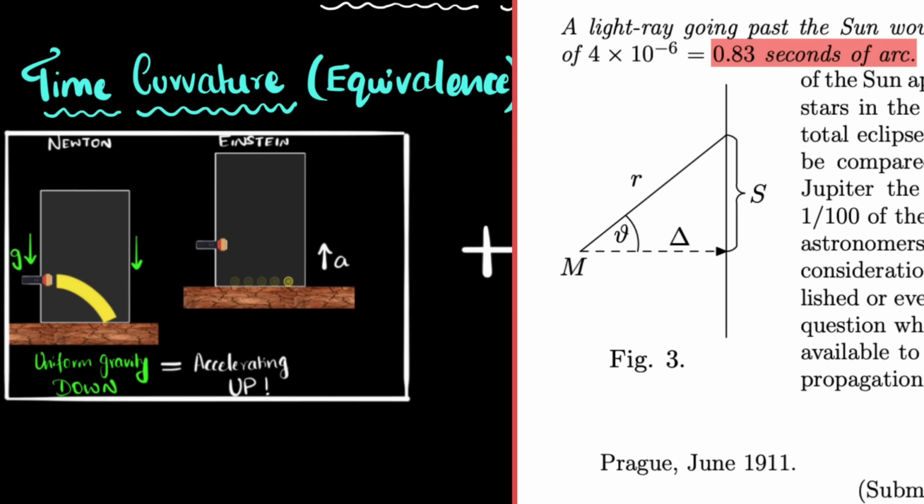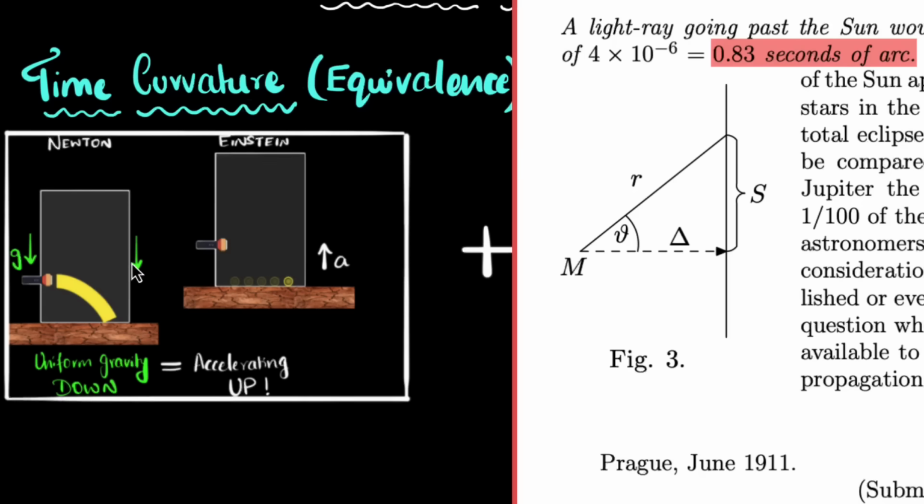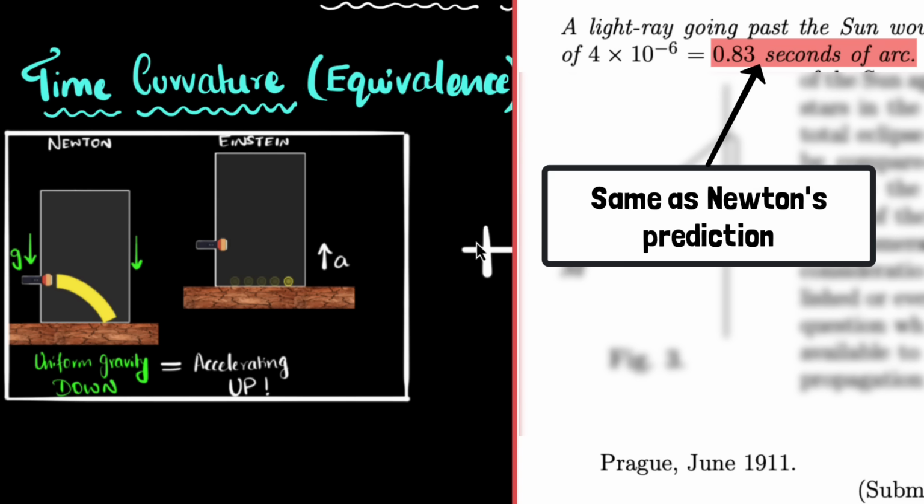And if you think about it, the same predictions would happen in Newtonian physics. Because remember, even in Newtonian physics, you can say light bends because everything falls down regardless of its mass. And therefore, you will get the same result because in the equivalence principle, you always get the same result. And so in the 1911 paper, Einstein predicted that the light should bend the same amount as Newtonian physics predicts.